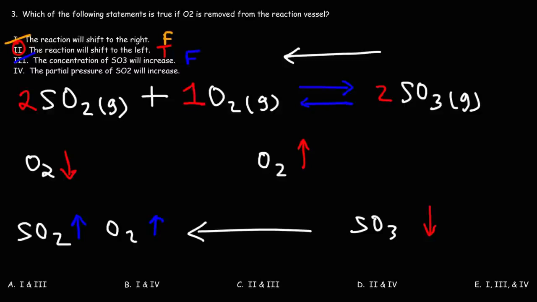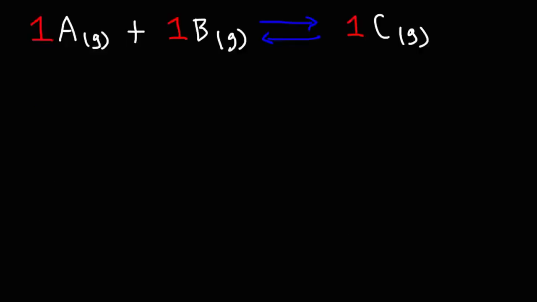And number 4, the partial pressure of SO2 will increase. That's a true statement. As the reaction shifts towards the left, towards the reactant, SO2, being a reactant, will increase in value. So both the concentration and the partial pressure of SO2 will increase. So only statements 2 and 4 are true. Therefore, answer choice D is the correct answer.